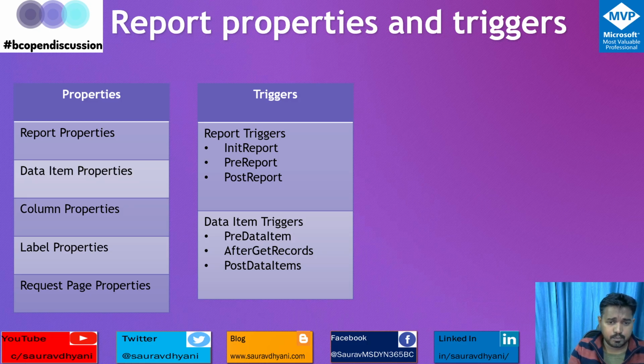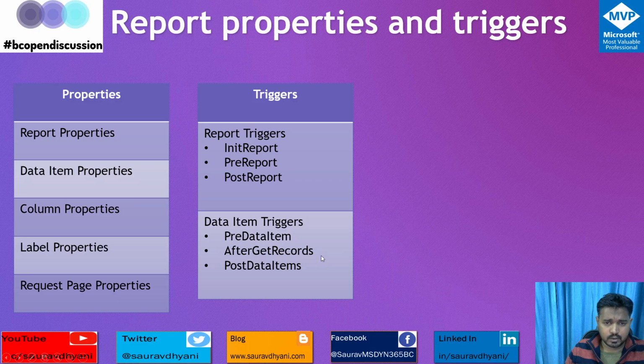Then, as a report is a collection of multiple data items, each data item has three different triggers: the pre-data item, which is called before that data item actually starts executing, then on after get record, which is called when every record of that particular data item is fetched, and the post data item, which is called at the end of that data item.